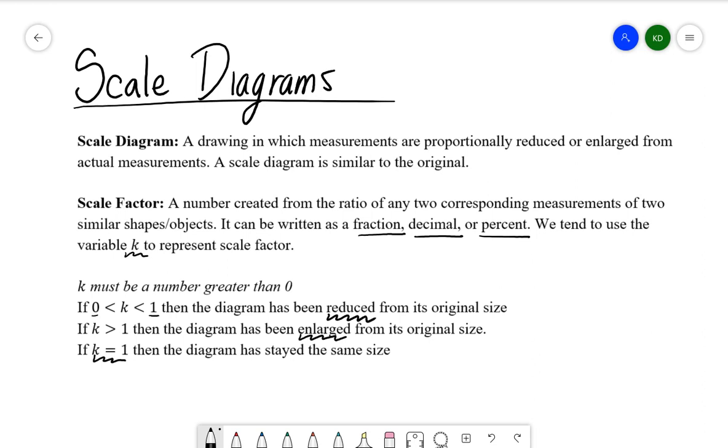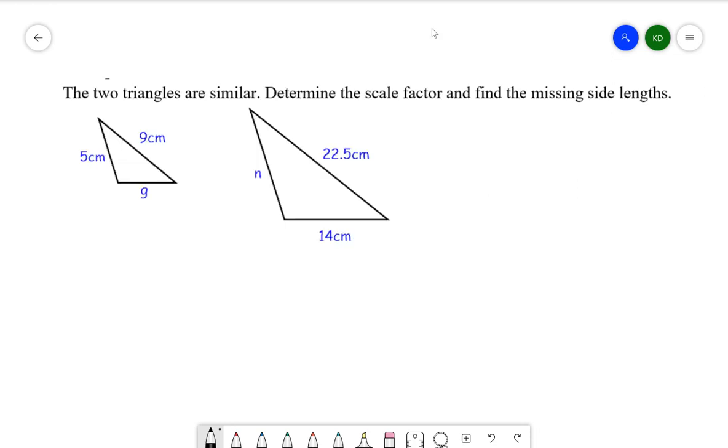Let's go over a few examples of what this may look like. These two triangles are similar. Determine the scale factor and find the missing side lengths. Just as a reminder of what similar means: when it comes to triangles, all side lengths are proportional to each other, and all angles are the same as well, so they have stayed the same measurement.